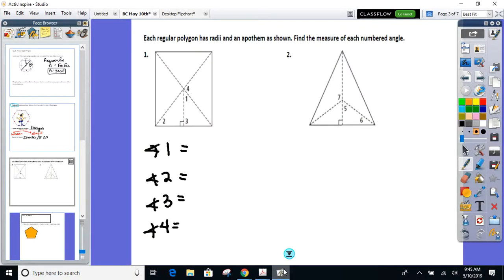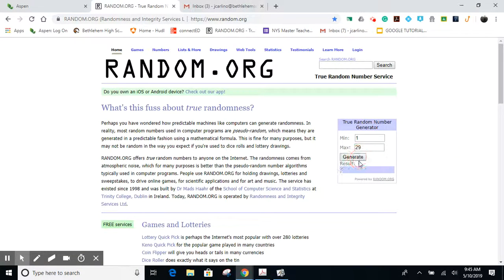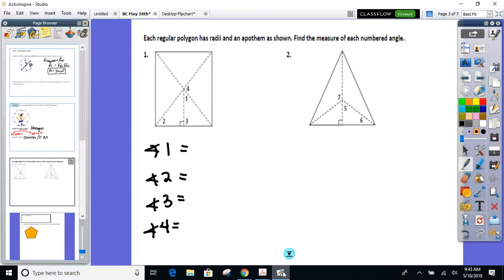What do you got? Great job. How about angle 4? 90, yeah. Remember, there's 4 of these angles and they add up to what? 360. 360 divided by 4, 90. Or you could say the diagonals are perpendicular, whatever floats your boat.